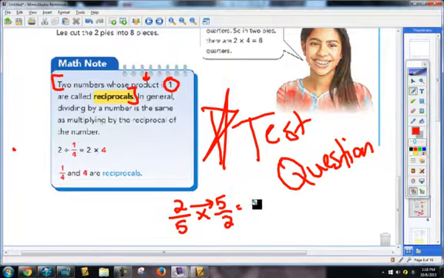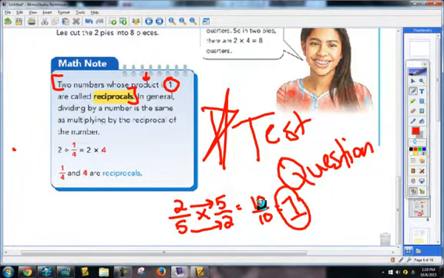2 times 5 is 10. 5 times 2 is 10. What is any number over top of itself? Hopefully you're all saying 1. You have 10 pieces of pizza out of 10 pieces of pizza. If you have 10 out of 10, that means you have 1 whole pizza.